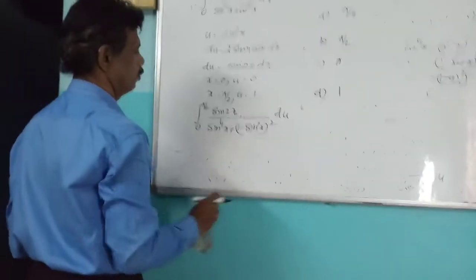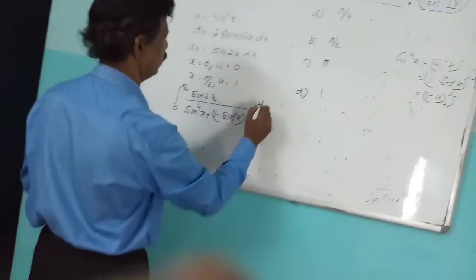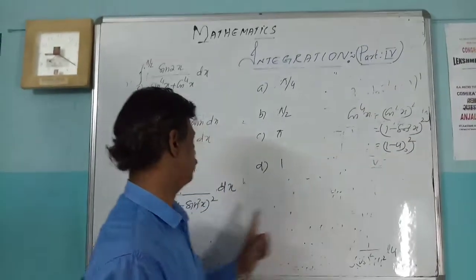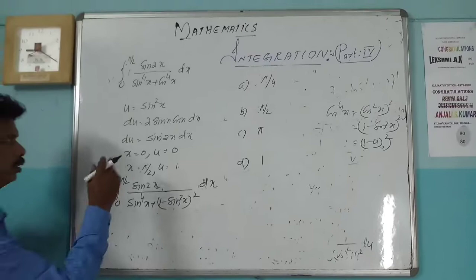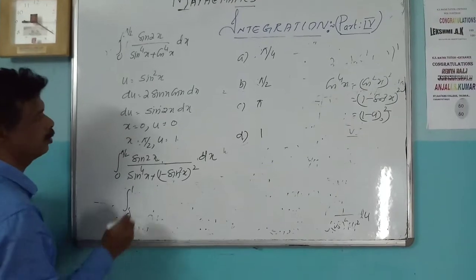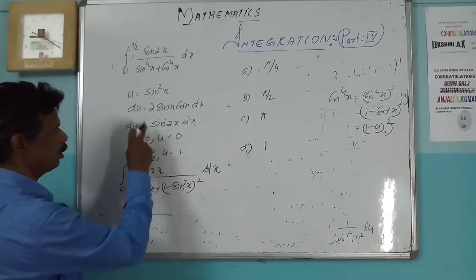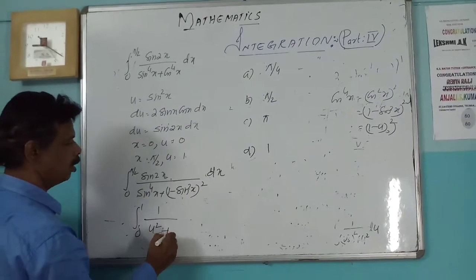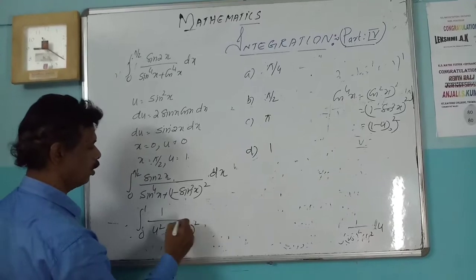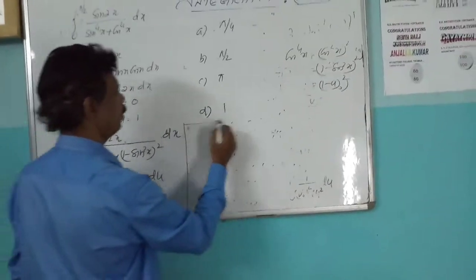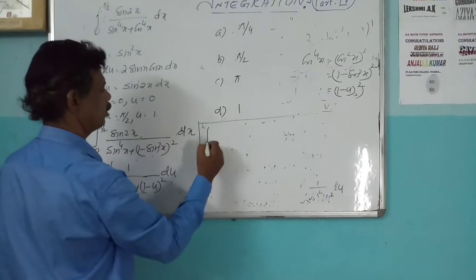So the integral of sin 2x dx over sin raised to 4x plus cos raised to 4x becomes, over 0 to pi by 2, sin 2x dx divided by sin raised to 4x plus 1 minus sin square x the whole square. Change the limits: 0 to pi by 2 becomes 0 to 1. Since sin square x equals u, sin raised to 4x is u square, and we have 1 minus u the whole square, with sin 2x dx equal to du. Expand this by using the algebraic identity. Integral 0 to 1.